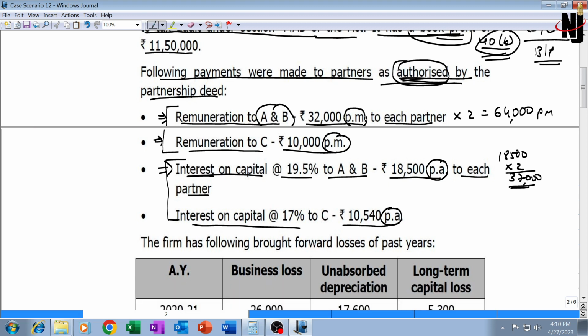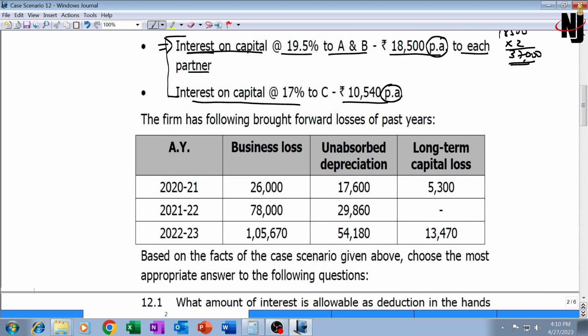The following brought forward losses of past years: AY 2021-22, 2022-23. We know pretty well business loss can be carried forward for 8 years. That means current year AY 2023-24 will be the third year for this loss, second year for this loss, and first year for this particular loss. 2022-23 assessment year will be 0 year. 2021-22 itself will be 0 year. 2023-24 will be third year, second year, first year. Anyway, if you don't understand this, it is absolutely fine.